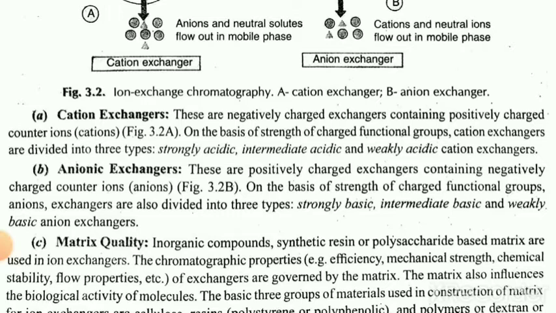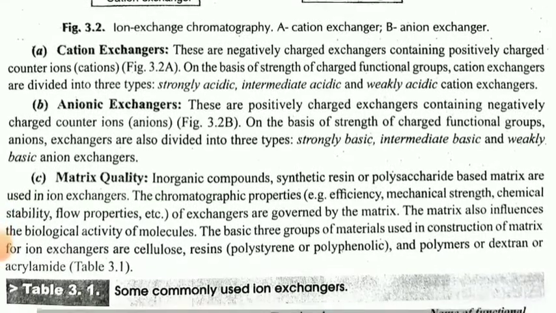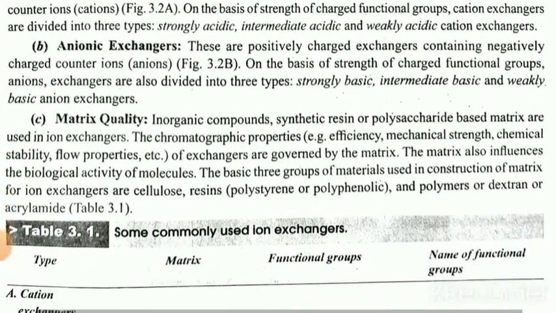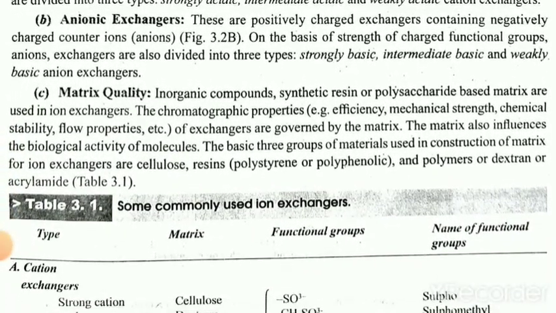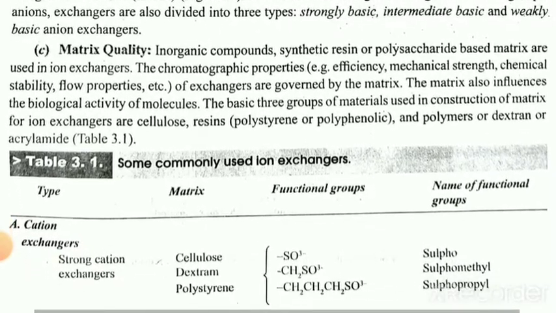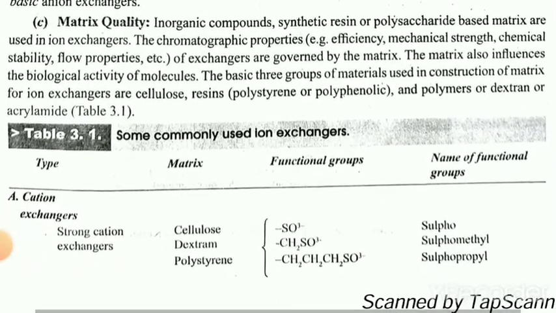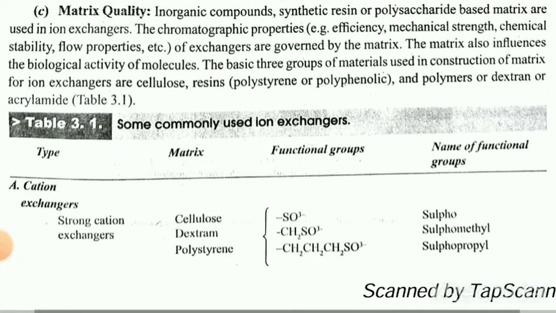On the basis of strength of charged functional groups, anion exchangers are also divided into three types: strongly basic, intermediate basic, and weakly basic anion exchangers. C. Matrix quality. Inorganic compounds, synthetic resin or polysaccharide-based matrix are used in ion exchangers. The chromatographic properties, e.g., efficiency, mechanical strength, chemical stability, flow properties, etc., of exchangers are governed by the matrix.